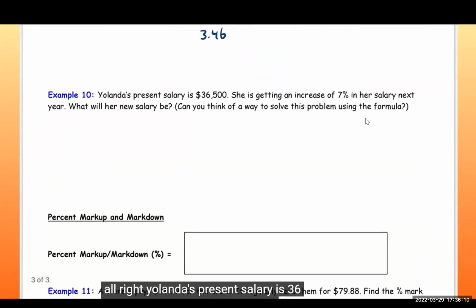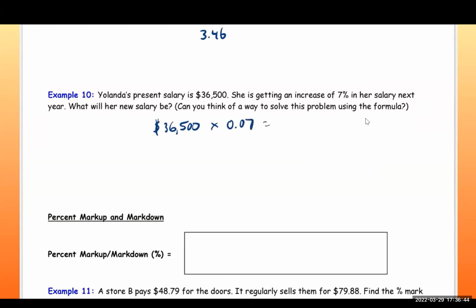All right, Yolanda's present salary is $36,500. She is getting an increase of 7% in her next salary year. What will her new salary be? Can you think of a way to solve this problem using the formula? All right, so this is a bit of a challenge. So let's think about this. So she is currently making $36,500. If she's going to get an increase of 7%, let's see what that amount is. So you multiply by 0.07, that's 7%.